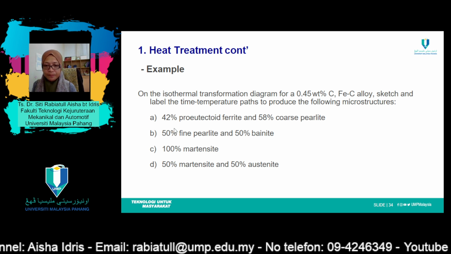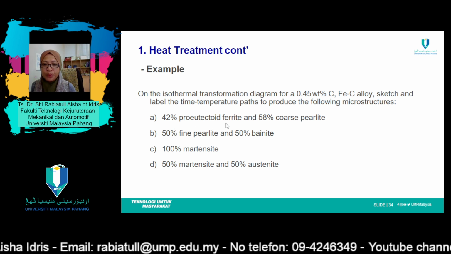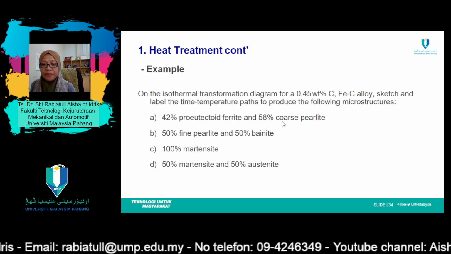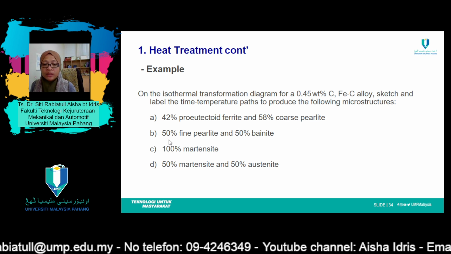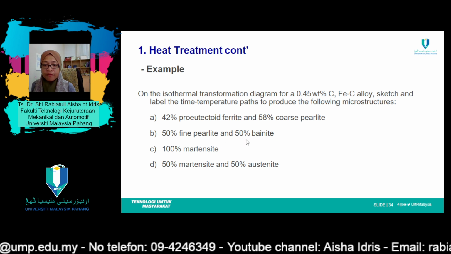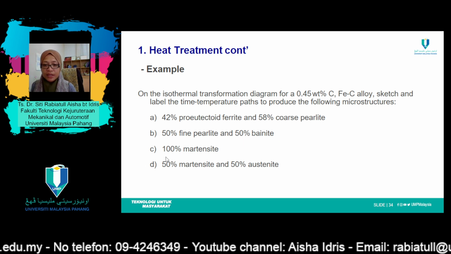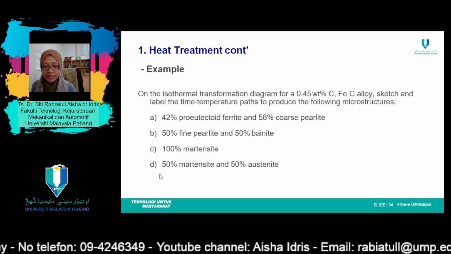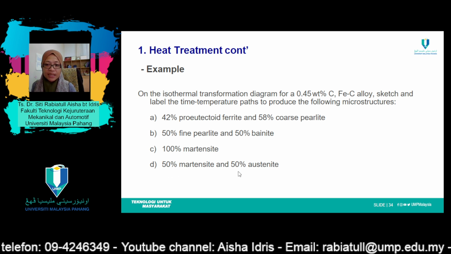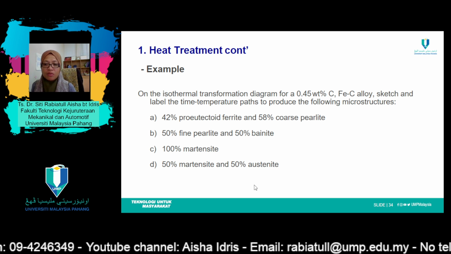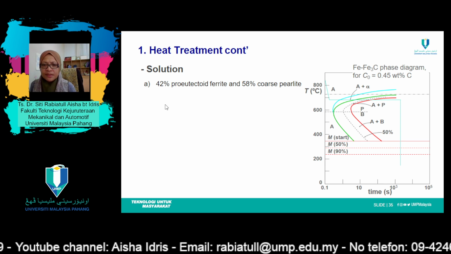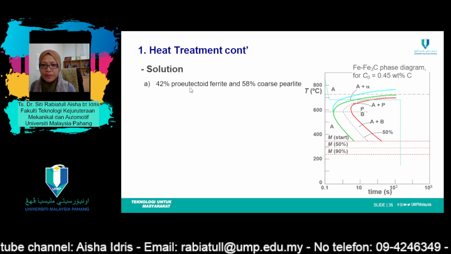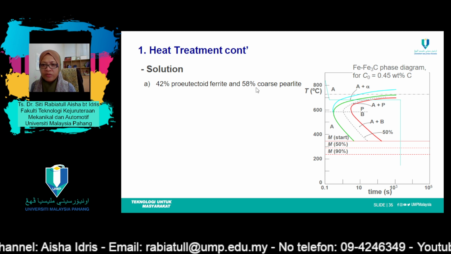Number 1, A: 42% pro-eutectoid ferrite and 58% coarse pearlite. B: 50% fine pearlite and 50% bainite. C: 100% martensite, and D: 50% martensite and 50% austenite. So let's look at them one by one. Question A, 42% pro-eutectoid ferrite and 58% coarse pearlite.